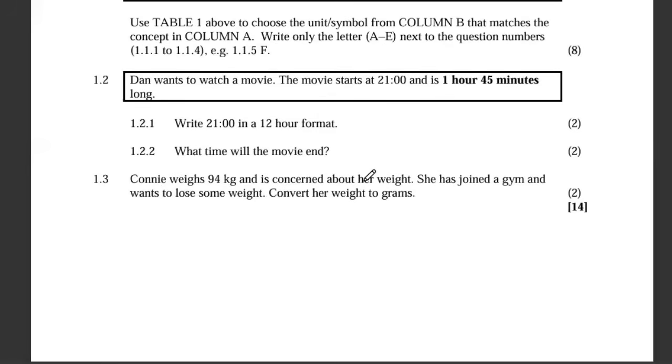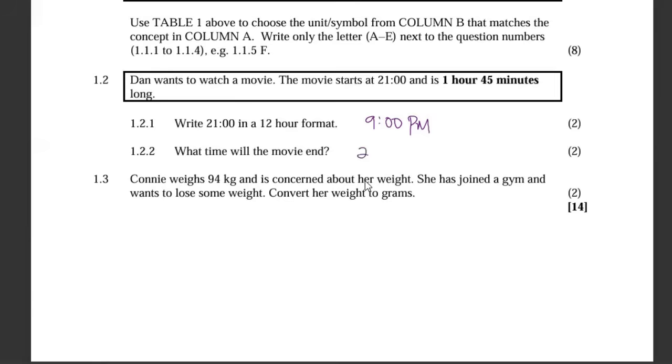So we look at this other part here. Dan wants to watch a movie. The movie starts at 21 hours and is 1 hour and 45 minutes long. Write 21 hours in 12 hour format. Now remember, the 21 hours, it's 9. But this becomes what? PM. Don't forget that. Write the time. Sorry, what time will the movie end?